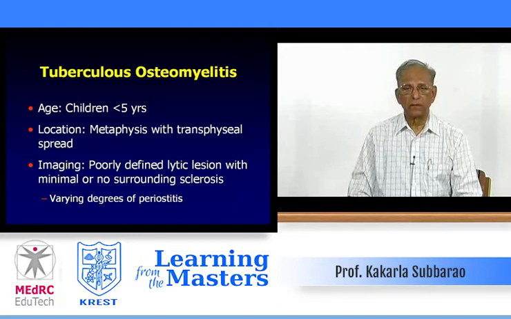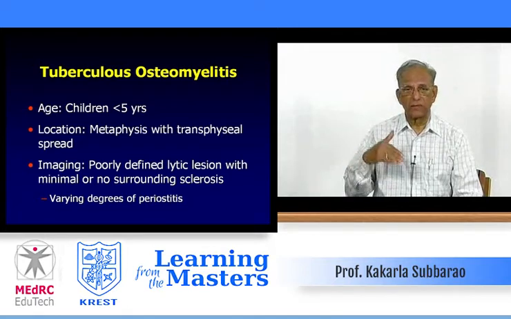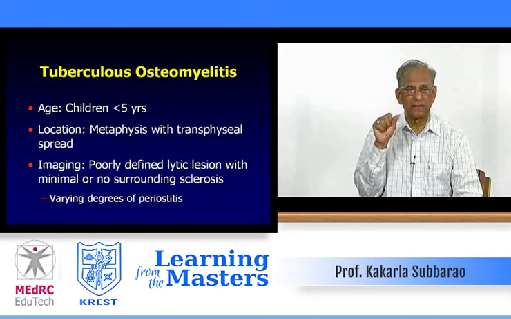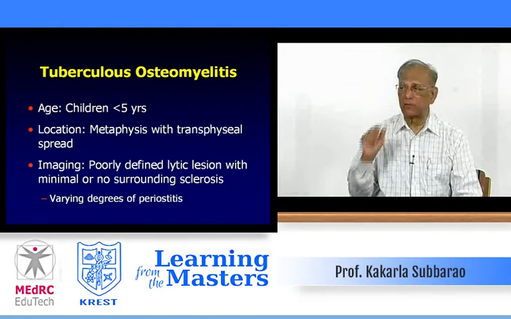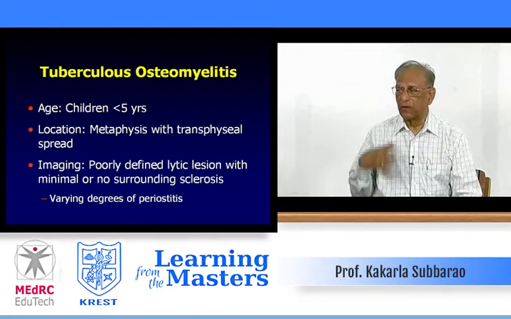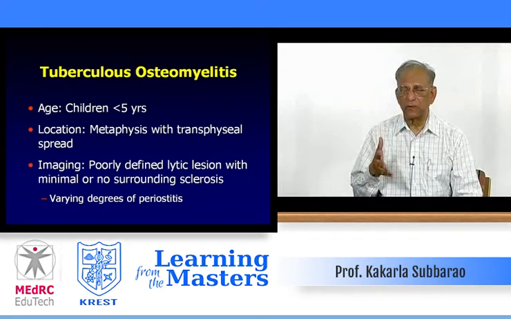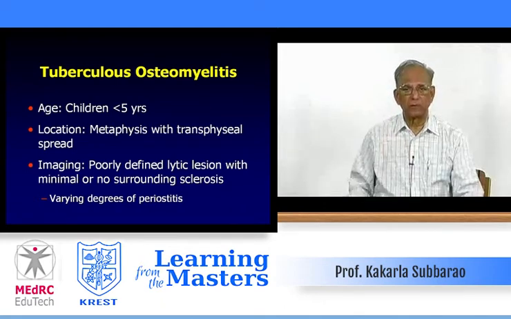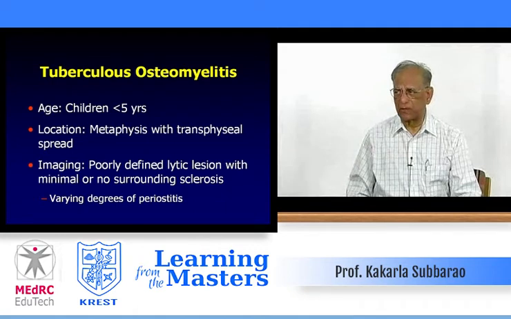Osteomyelitis, children less than 5 years. Adults also you can get, but more common in children. Metaphysis with transphyseal spread. See, we always say physis or growth plate acts as a resistance. But from the periphery, the infection goes and involves the epiphysis also. Poorly defined lytic lesion with minimal or no surrounding sclerosis, as we said, sclerosis is less, varying degrees of periostitis if it occurs in the long bones, much less than pyogenic osteomyelitis.